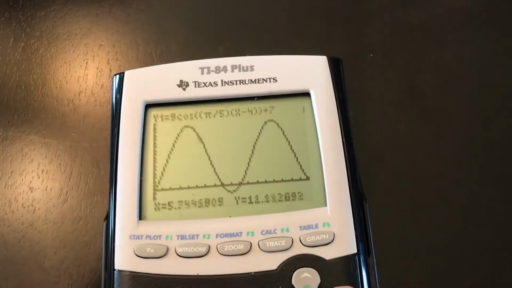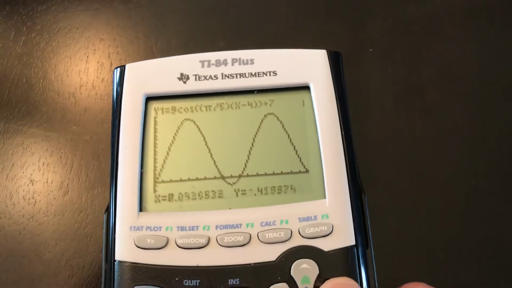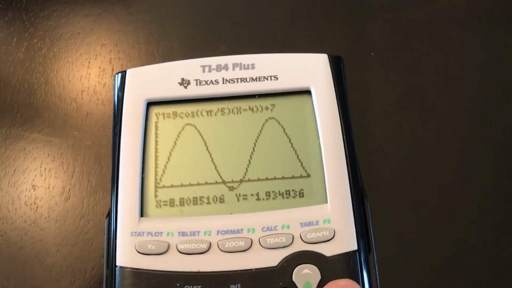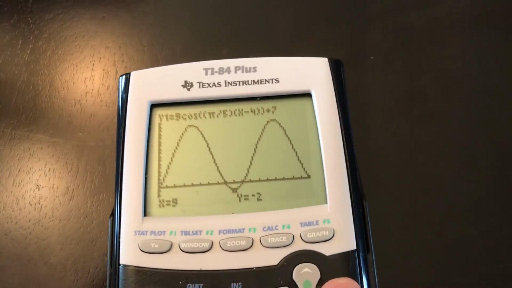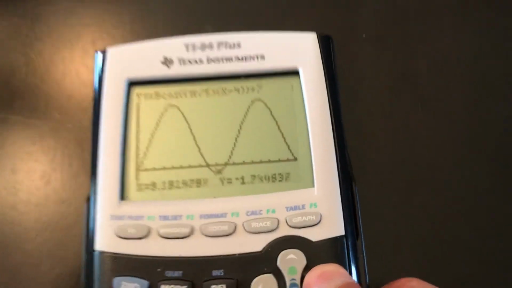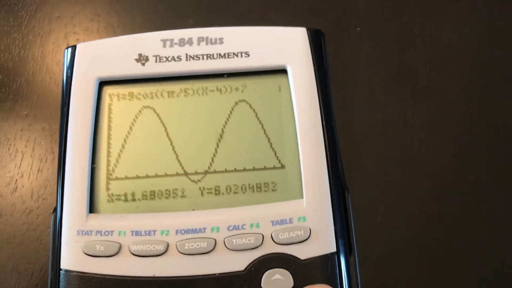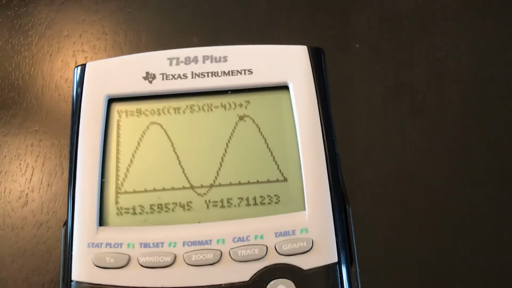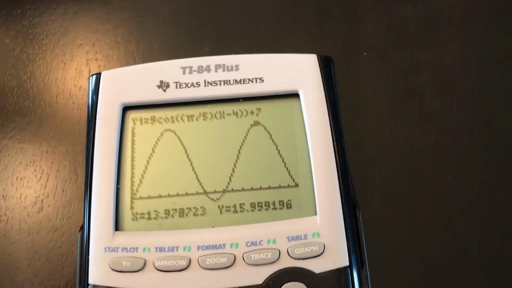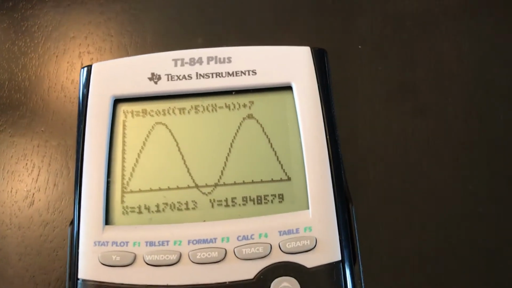It should have hit a minimum point at (9, -2). And so if we come down here, you can see we're pretty close to 9 and -2. Oh, look, we got that point exactly. And then you can see over here (14, 16). That was another point on here, and we can get pretty close to that point.